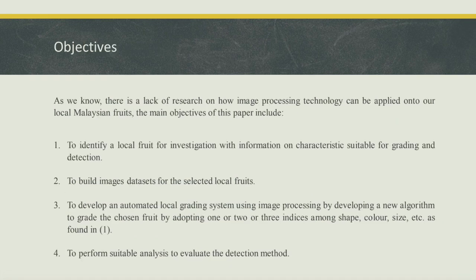The objectives of this project are to identify a local fruit for investigation with information on characteristics suitable for grading and detection, to build an image dataset for the selected local fruit, to develop an automated local grading system using image processing by developing a new algorithm to grade the chosen fruit, to perform suitable analysis, and to evaluate the detection method.